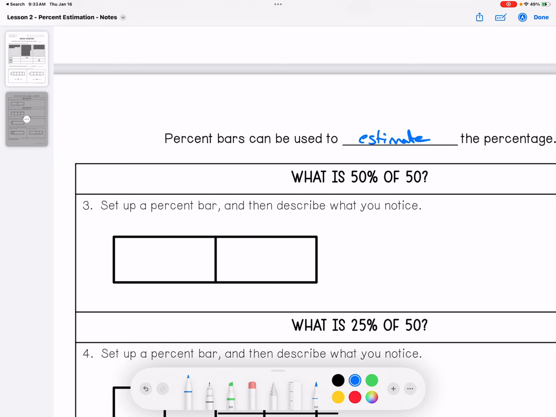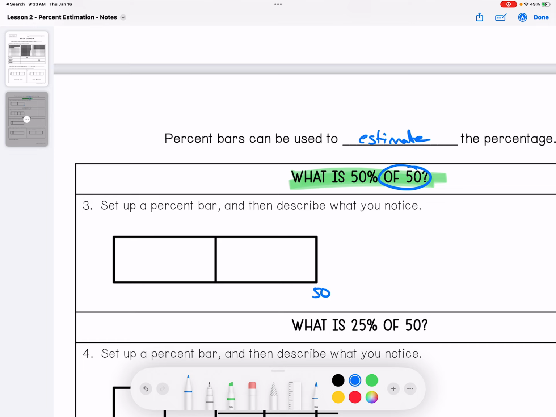All right, the question is, what is 50% of 50? What is half of 50? Yes, we know that's 25. They're starting us off real easy. But let's use the percent bar to figure that one out. We know the whole thing is 50 because it says of 50. That means the total of 50 is the total. They want to know what 50% of that is.